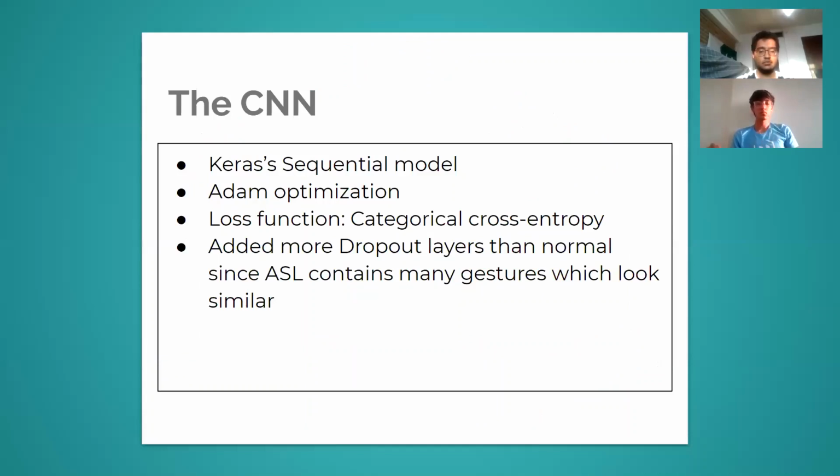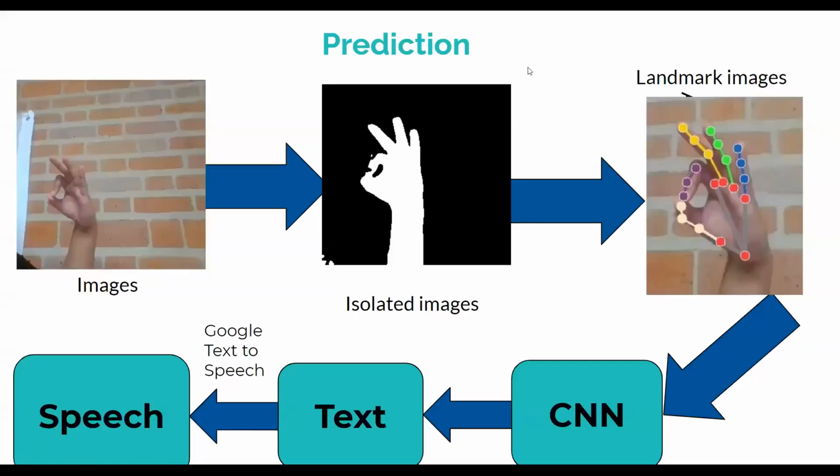So for our CNN, we used Keras's sequential model with Adam optimization. Our loss function was categorical cross entropy, which is a good loss function to use for multi-class datasets. And we added more dropout layers than normal since ASL contains many gestures which look very similar. Our final prediction process takes user-generated images and isolates them using background subtraction. It then generates landmarks using MediaPipe and feeds these into our CNN. Our CNN generates text for us, which we then convert to speech using Google Cloud's text-to-speech API.